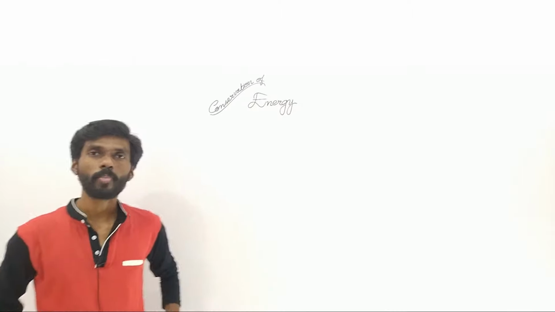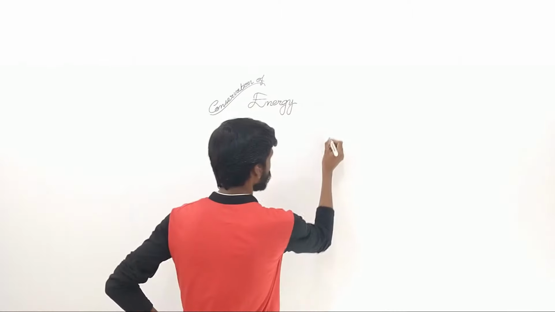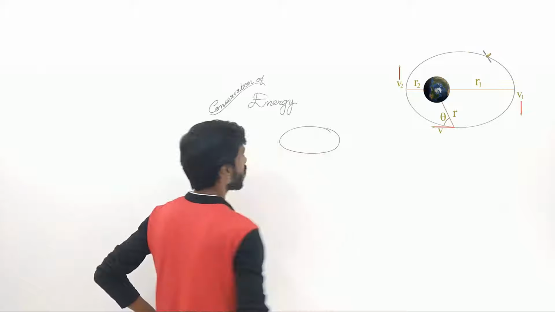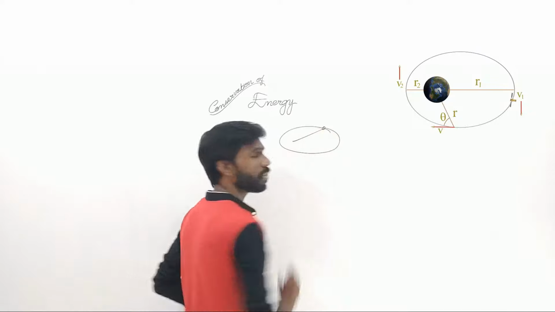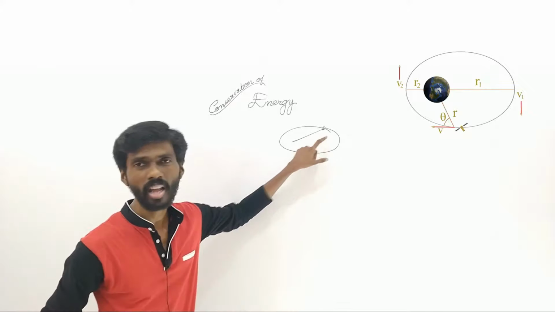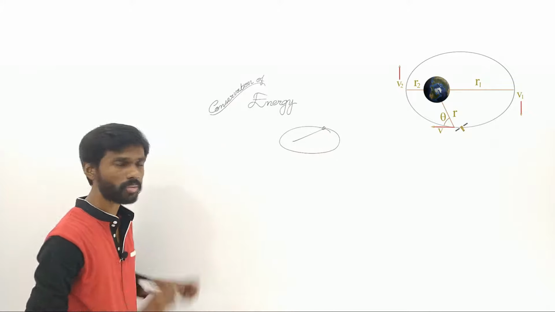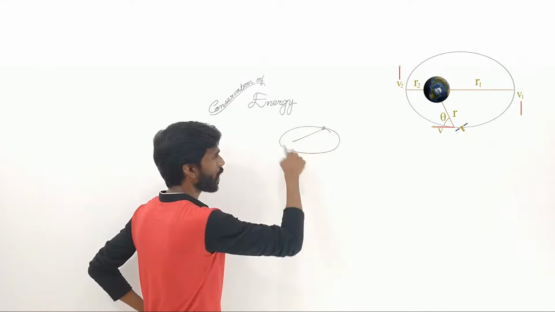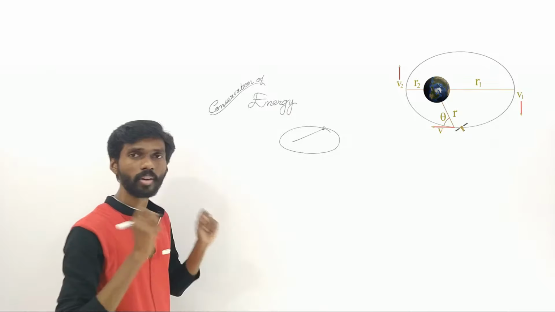Alright, so next we'll talk about the conservation of energy. When an object is revolving around another object in an elliptical orbit, the gravitational force, which is a conservative force, is the only force acting on this object. The total energy is always conserved, which means if you find the total energy at any point on the orbit, that will have a constant value.